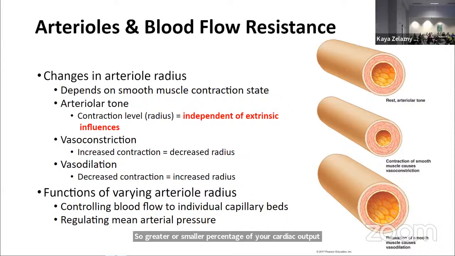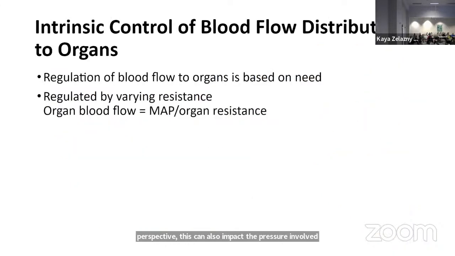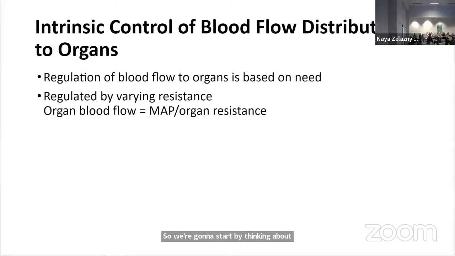The other thing we can do by regulating the radius of the arterioles is regulate our mean arterial pressure, so like our overall, average blood pressure. We know it's a weighted average from our equations last time, but still kind of an average. We can do that because we have this relationship between flow, pressure, and resistance. So as we change resistance from a system-wide perspective, this can also impact the pressure involved. Cool. So we're going to start by thinking about controlling that blood flow to the organs.